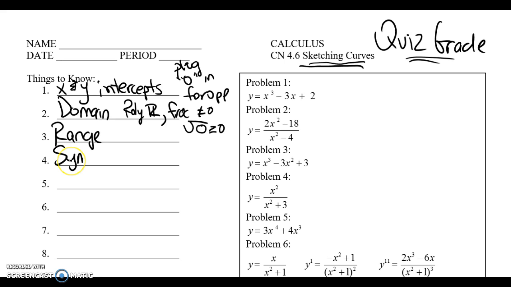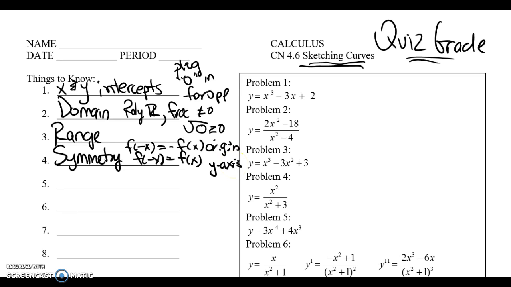Next, symmetry. Some of these things you're only going to do if it's easy, and symmetry is going to be one of them. If you plug in negative x and you get the opposite, every term goes opposite, then it has origin symmetry. But if you plug in negative x and you get the exact same function back, then it's going to be symmetric with the y-axis.